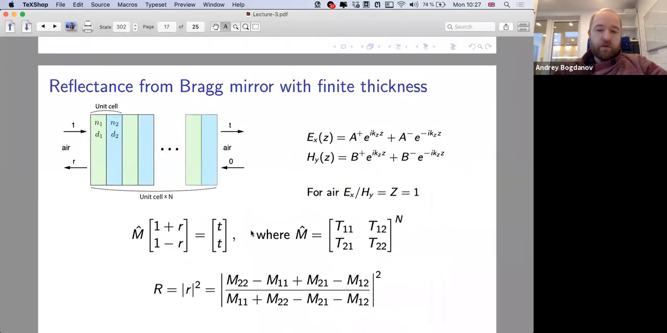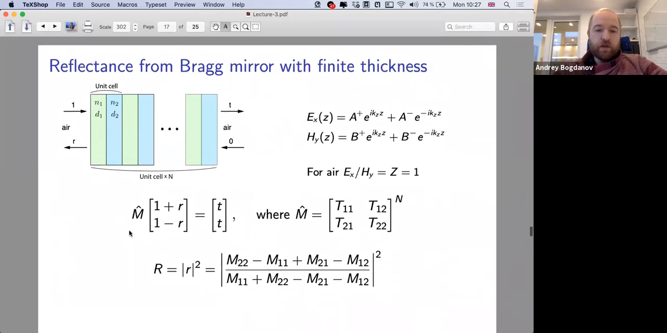And we finish the lecture with this formula. It's about how to calculate the reflectance from a periodic structure of finite thickness.